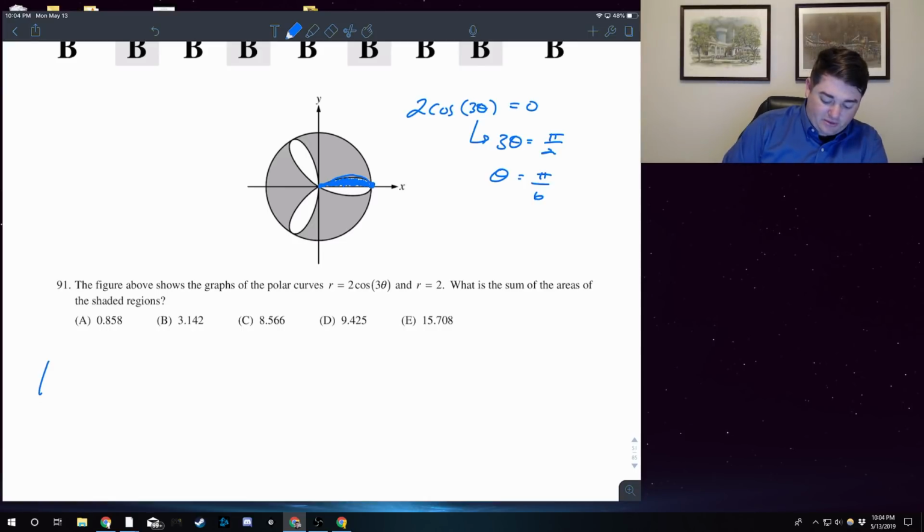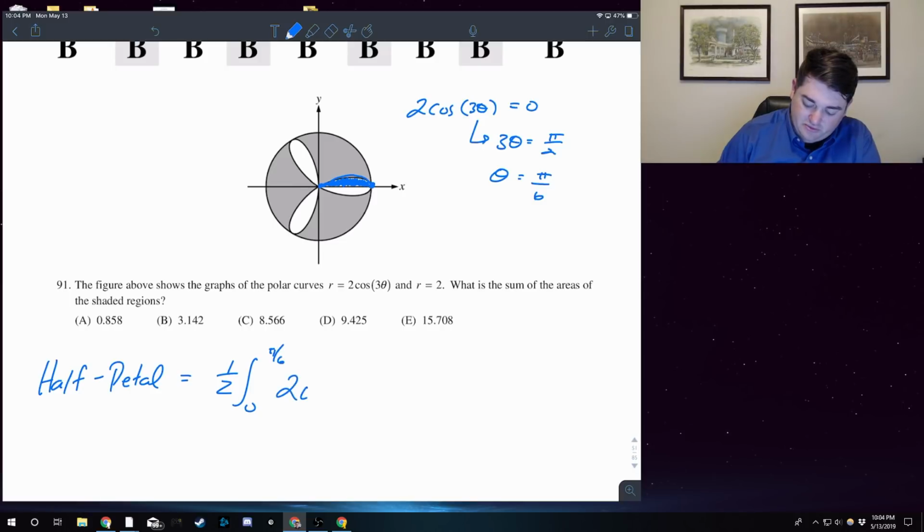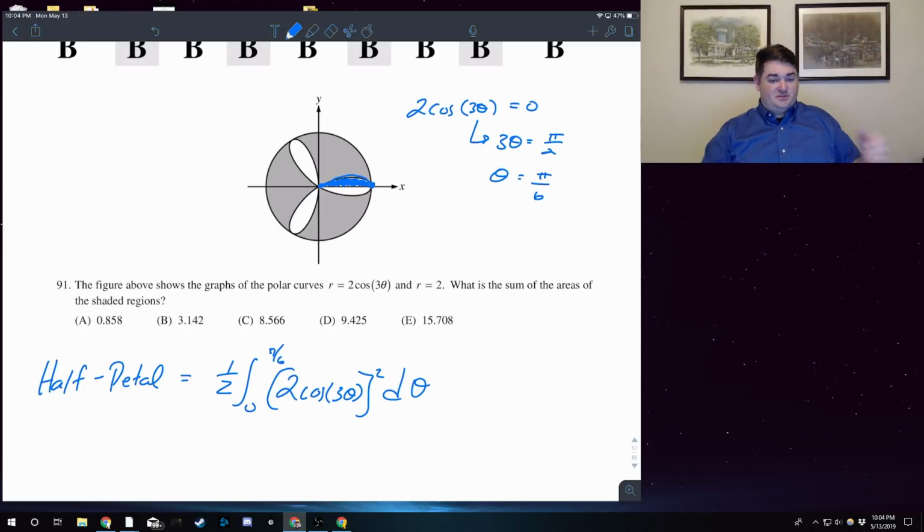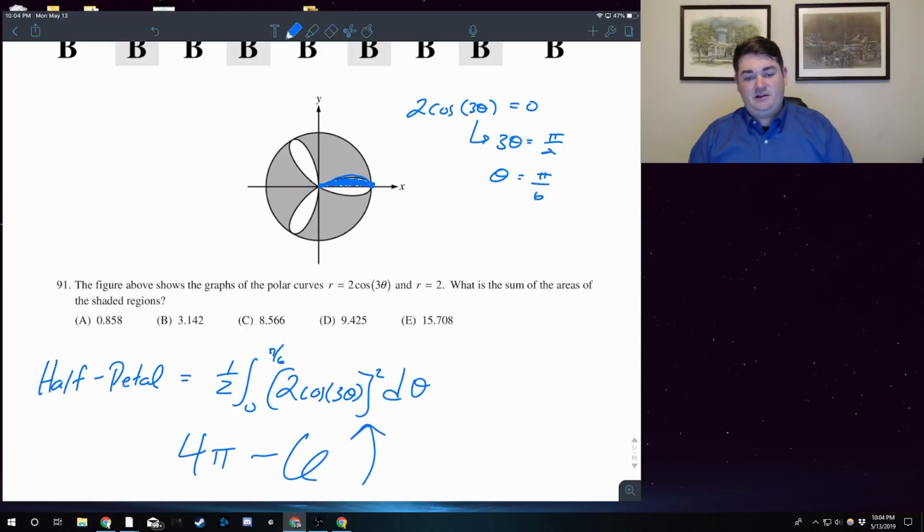A half petal is 1/2 integral 0 to pi over 6 of r squared, 2 cosine 3 theta squared. This is a calculator problem, so punch that in your calculator, get the area, multiply it by 6 to get the full rose, and then just subtract it from the area of the circle, which is pi r squared. Pi times 2 squared, 4 pi. So I got 4 pi minus 6 of that thing. That's going to be your answer.